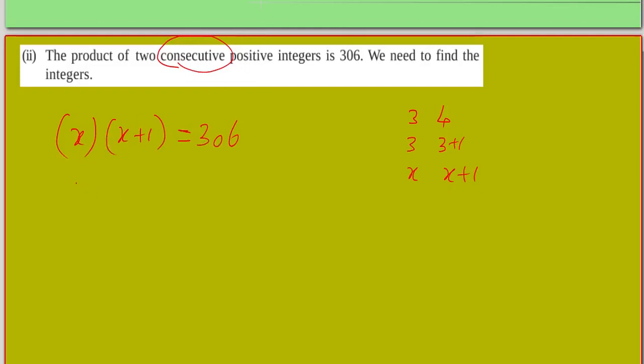So what will we get? x square plus x equal to 306. If we bring that here, x square plus x minus 306 equal to 0. So this is the quadratic equation. If we solve, we will get 2 solutions for this x. The 2 solutions will also satisfy this condition.